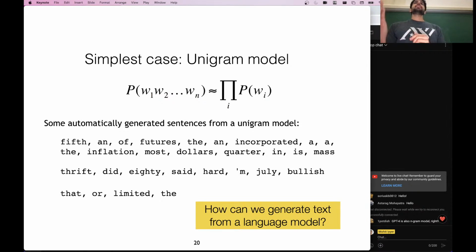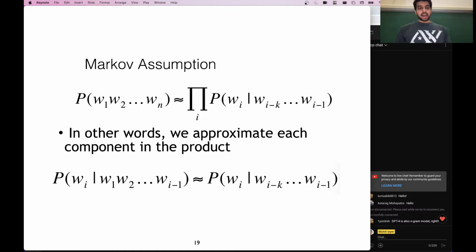This also begs an interesting question of how do we generate words from a language model, right? So let's say I have a distribution like this, the probability of word i given all of the words before it. How can I use a model that provides me with these distributions to generate new text? Does anyone have any ideas?